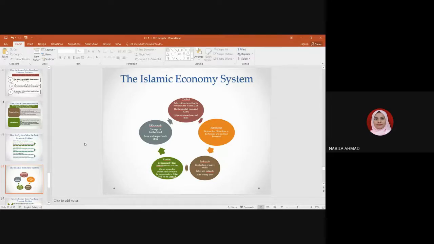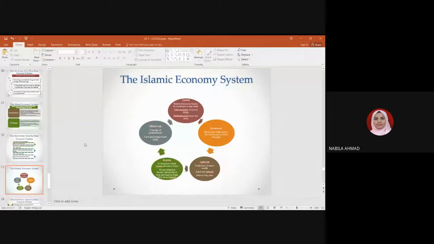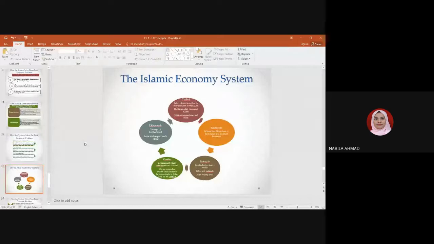So there are 5 basic philosophies: tauhid, rububiyah, tazkiyah, khalifah and ukhuwah. What is tauhid? Tauhid is the belief that there is no God to be worshipped except Allah. So kita percaya Allah adalah Tuhan kita, kita hanya sembah Allah. Itu maksudnya tauhid. Tauhid ini sama ada hablum minallah atau hablum minannas, hubungan antara kita dan Allah dan hubungan antara kita dan manusia lain.